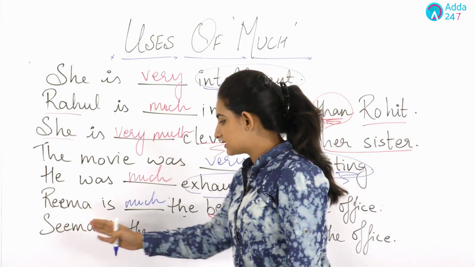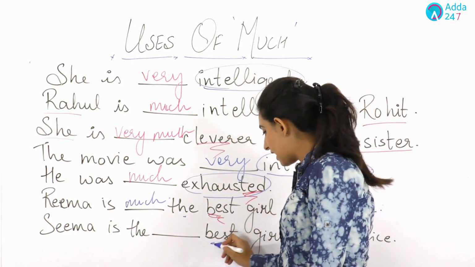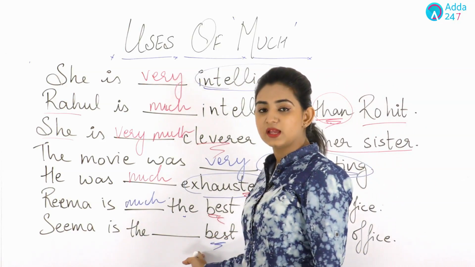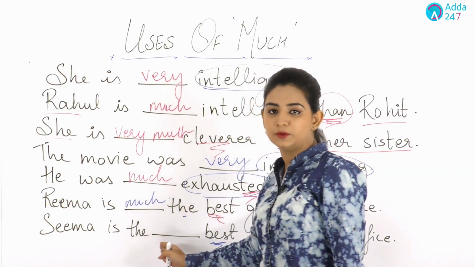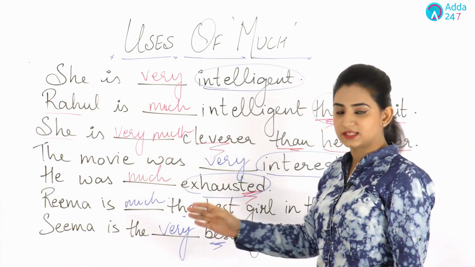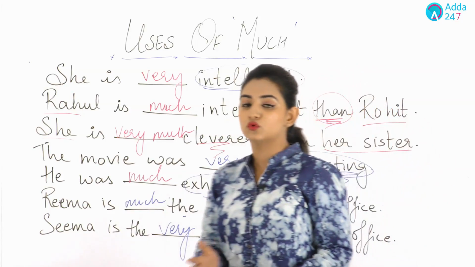Next sentence says Seema is the dash best girl in the office. Now here also we have a superlative degree, but what is the difference? We have to place very or much just before the superlative degree, so we will place a very here. So the sentence says Seema is the very best girl in the office. This is how the rules follow.